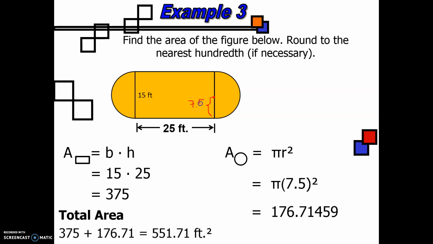Okay, just be very careful with that. Radius is 7.5. So pi times 7.5 squared. Do not take half of this. If you do, multiply it by 2, and you'll end up right back here, 176.71459 approximately. Add that up to the 375, and your final answer will be about 551.71 square feet.